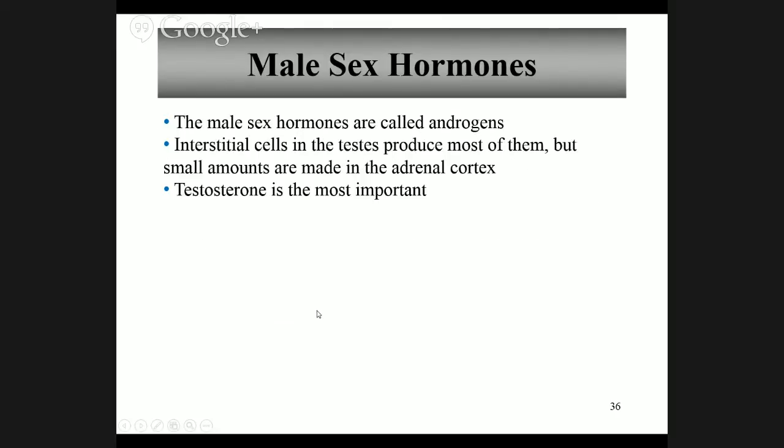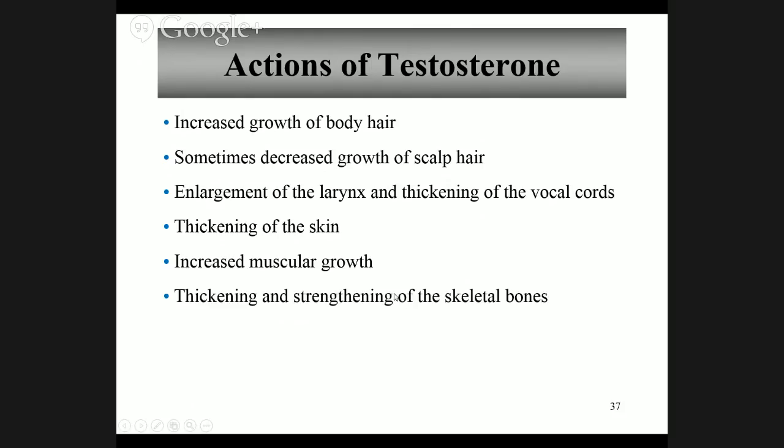The male sex hormones are also called androgens. Interstitial cells in the testes produce most of these, but small amounts are made in the adrenal cortex, testosterone being the most important. Here's the actions of the testosterone: increased body hair, sometimes decreased growth of scalp hair, enlargement of the larynx and thickening of the vocal cords, thickening of the skin, increased muscular growth, and thickening and strengthening of the skeletal bones.